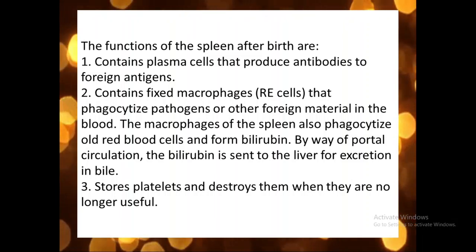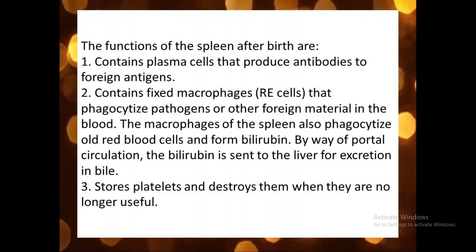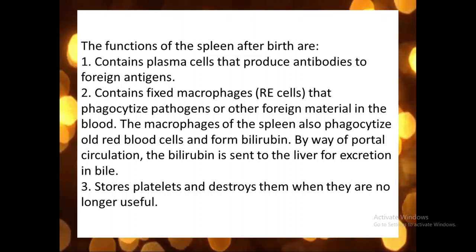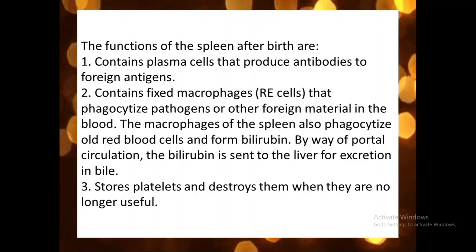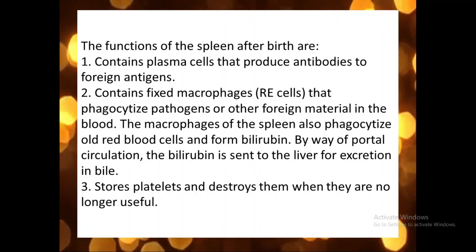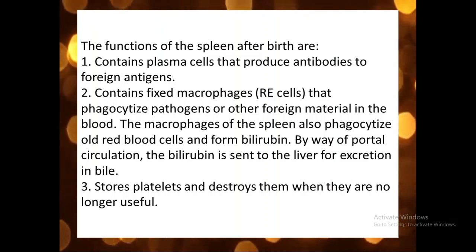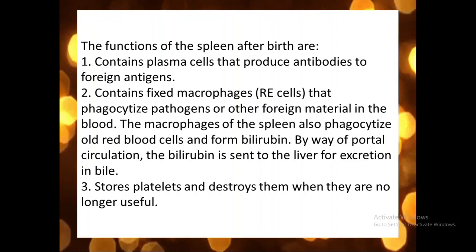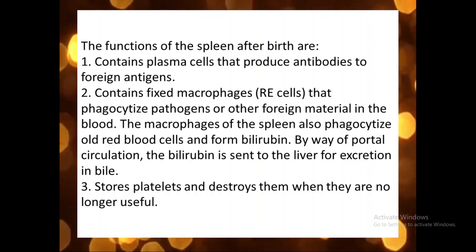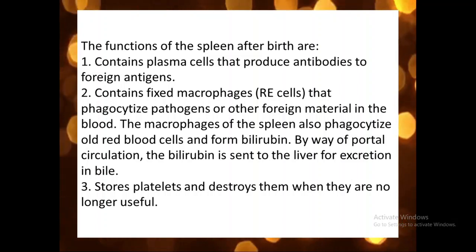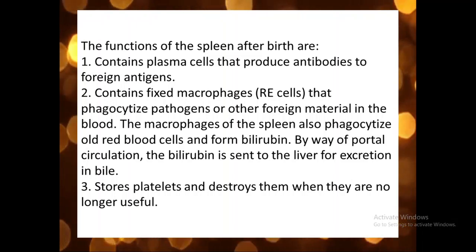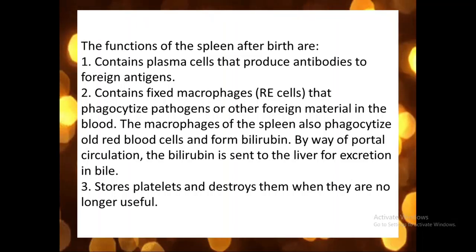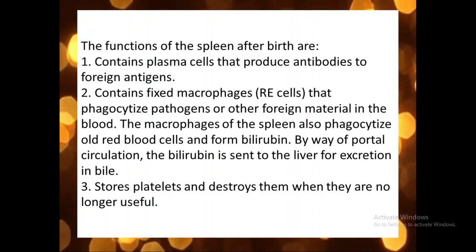And number three, it stores platelets and destroys them when they are no longer useful. The spleen functions as a blood reservoir, holding a small volume of blood, while in emergency situations such as hemorrhage, smooth muscle in splenic blood vessels and in the splenic capsule can contract. The result is the movement of a small amount of blood out of the spleen into the general circulation. That's why it is a blood reservoir.